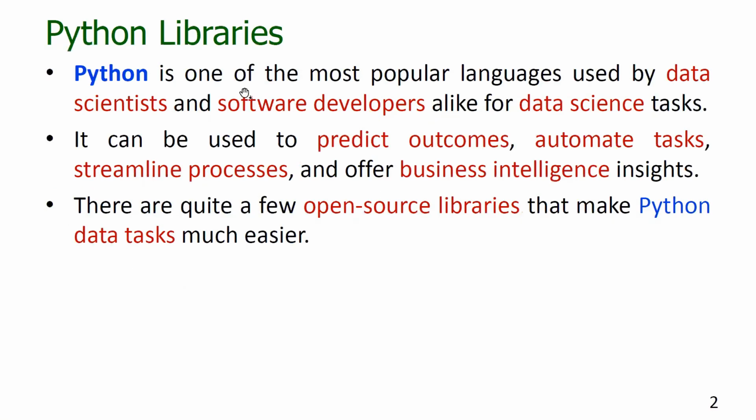Python, we know, is one of the most popular languages used by data scientists and software developers for data science tasks. It can be used to predict outcomes, automate tasks, streamline processes, and offer business intelligence insights. There are quite a few open source libraries that make Python data tasks much easier. Let us see which open source libraries are used for these tasks.